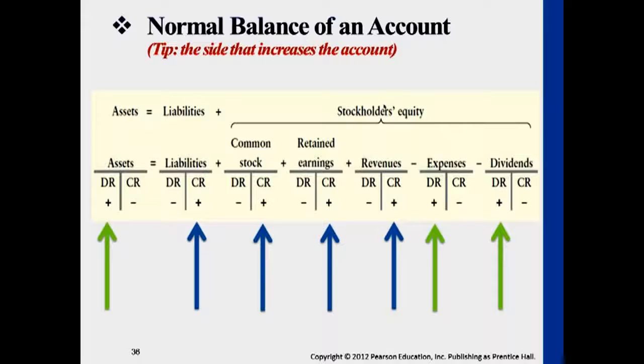Okay, liabilities, common stock, retained earnings, revenues, all of these accounts, the normal balance is on the right side, the side where the account increases. So at the end, we'll be summarizing the dollar amount after a certain period of time, listed under the right side.